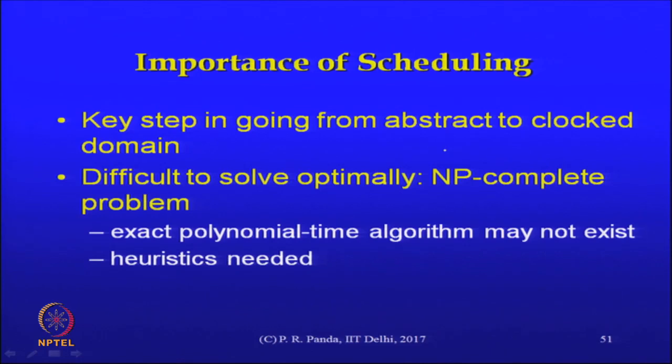So, this is a known NP complete problem. It is difficult to solve optimally, which just means that an exact polynomial time algorithm might not exist. However, since it is a practical problem, it means that we still need a solution, even though we are not making guarantees about its properties. So, that brings us to the domain of heuristics.